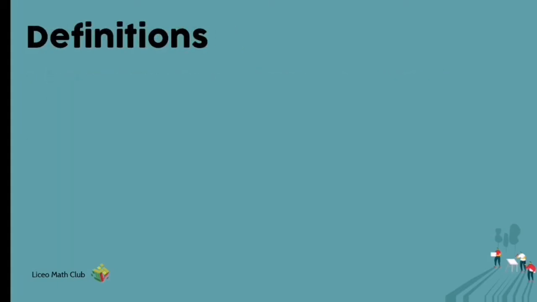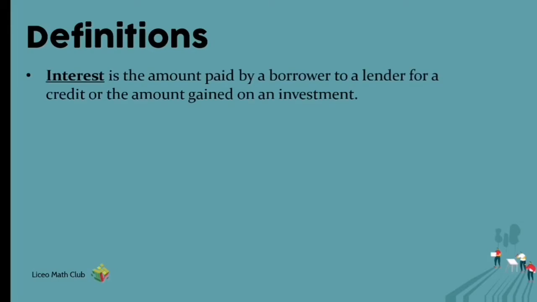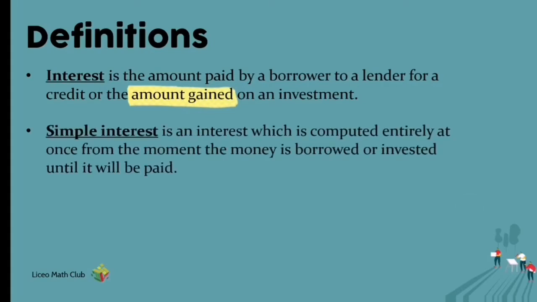Let's start off with our definitions. Interest is the amount paid by a borrower to a lender for a credit or the amount gained on an investment. While simple interest is an interest which is computed entirely at once from the moment the money is borrowed or invested until it will be paid.